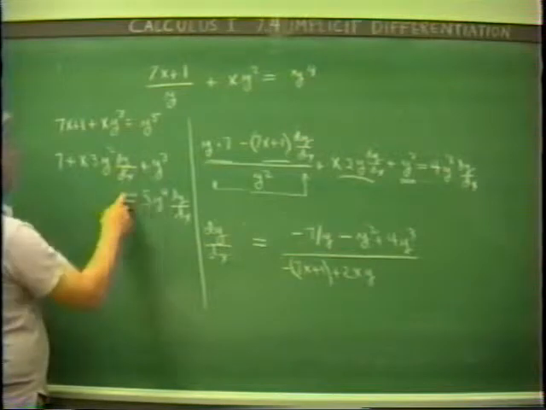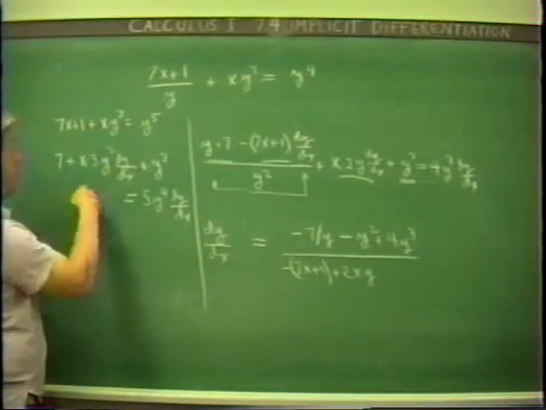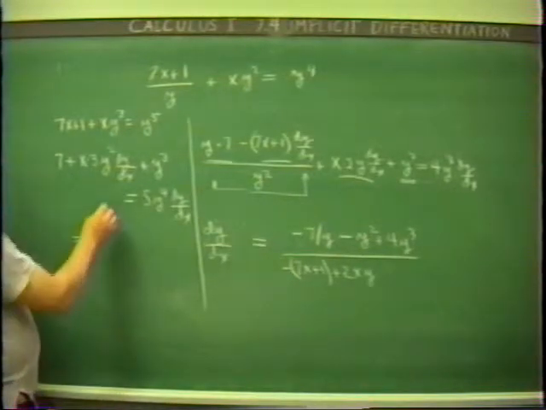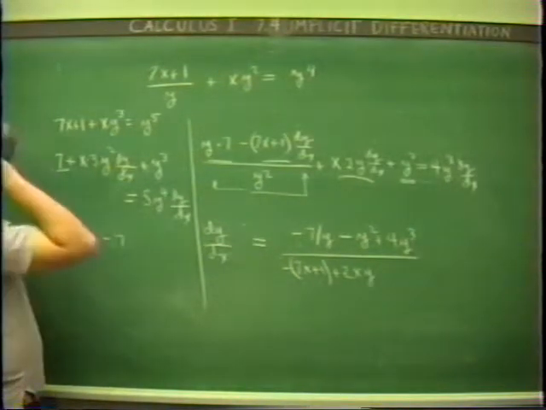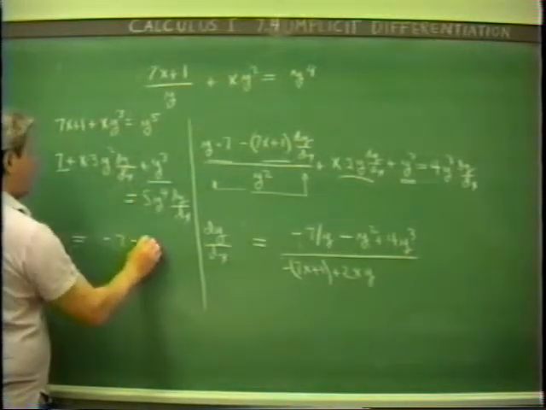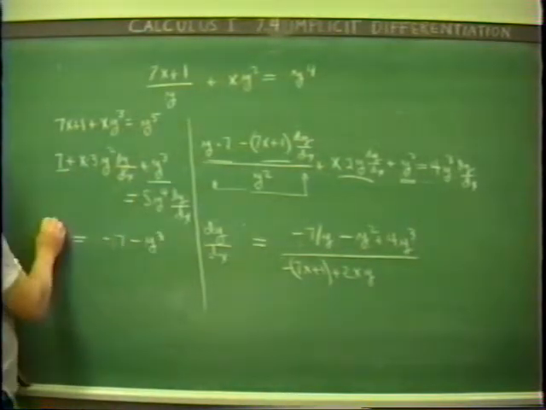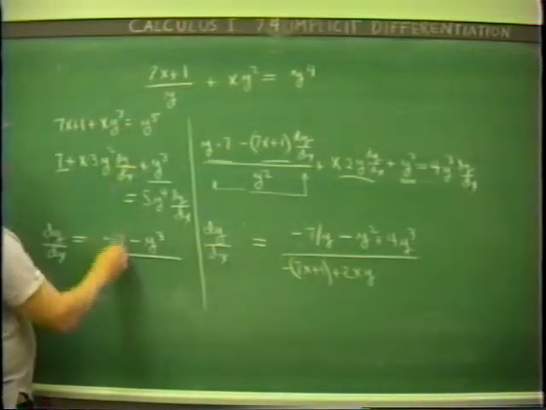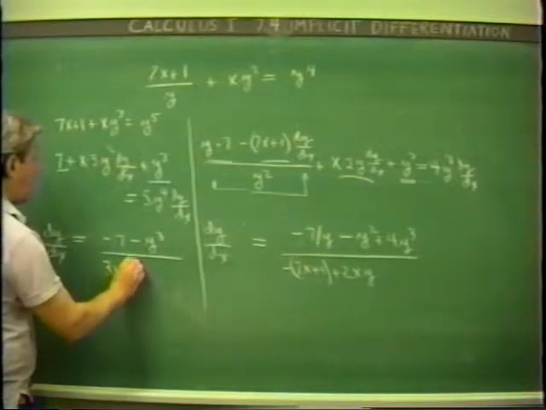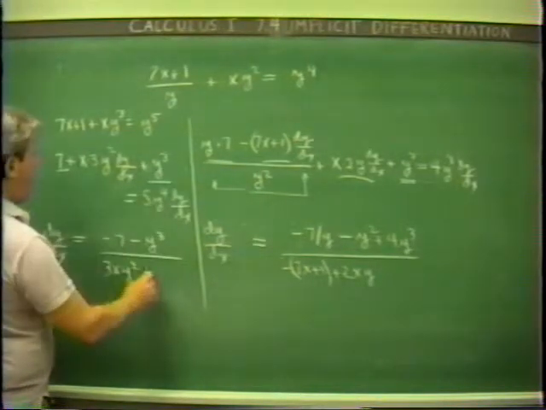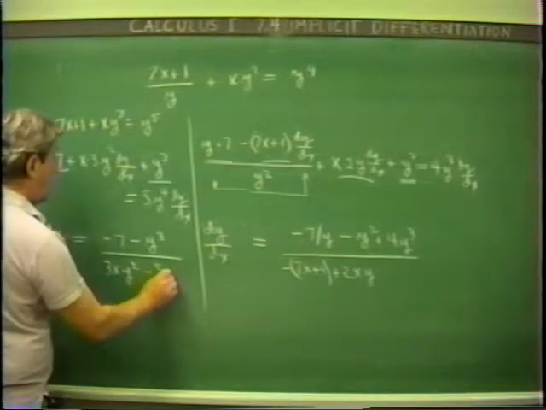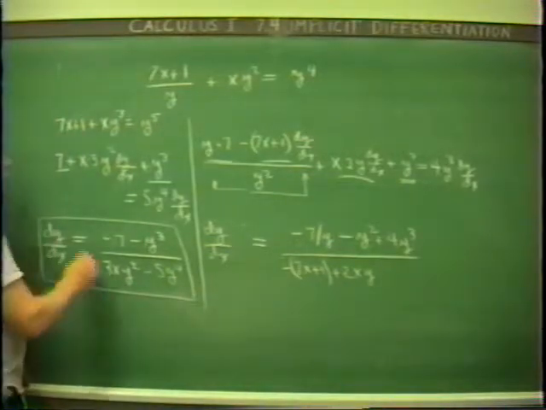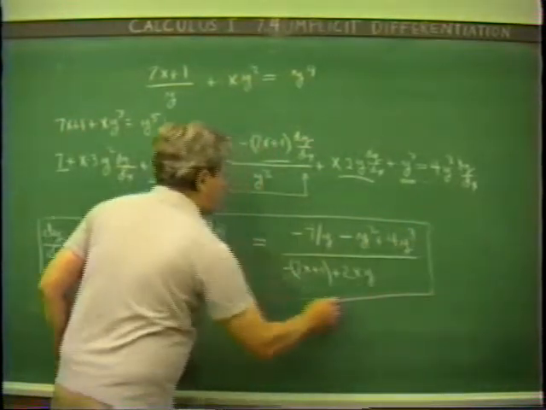Now collecting terms again, bringing everything that has a dy/dx to the left and everything else to the right, we end up with minus 7 minus y cubed, and on the left-hand side here, multiplying dy/dx, we're going to have 3xy squared minus 5y to the 4th. So here's an expression for dy/dx, and here's another one.